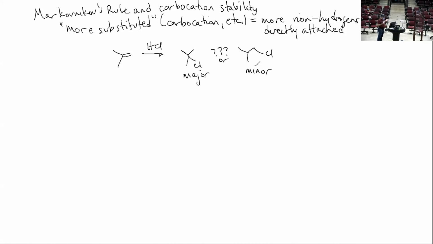And I don't know exact percentages. I would never ask you to speculate in such a thing either. But if you forced me to guess, I would guess that this minor product you'd get at most 2 or 3% of. Very little. I think the vast majority of the product will be that chloride as opposed to the other one. And that's what Markovnikov's rule does. It allows us to predict in cases where there's in principle more than one possible addition product, which is going to be the major product.